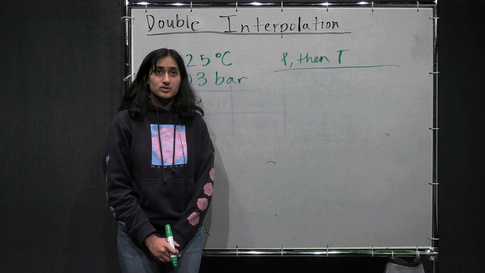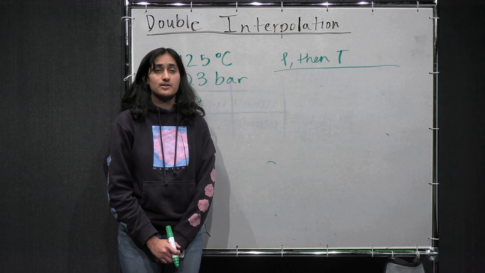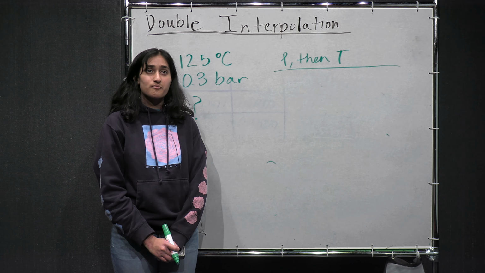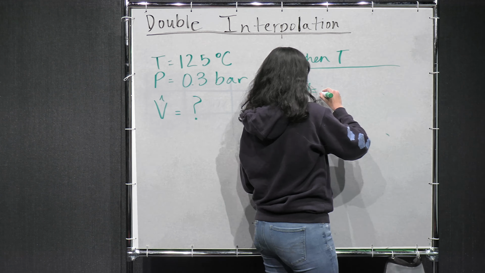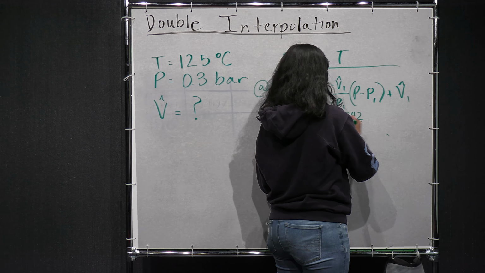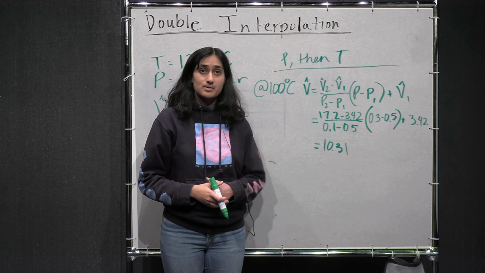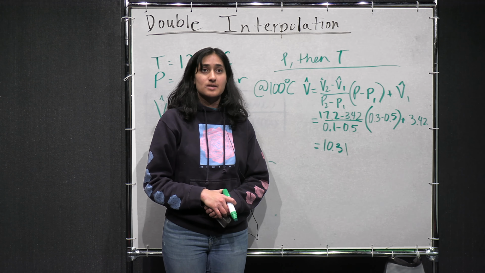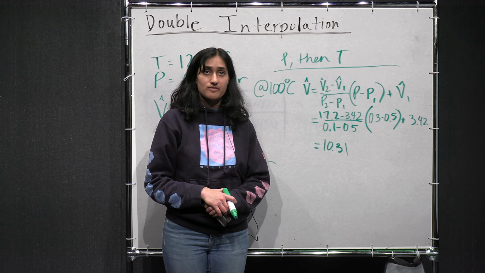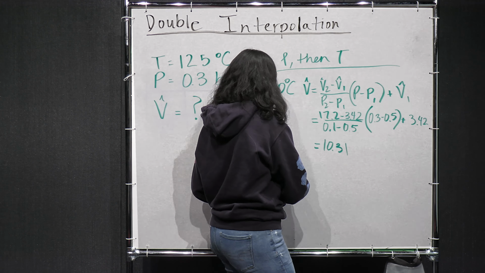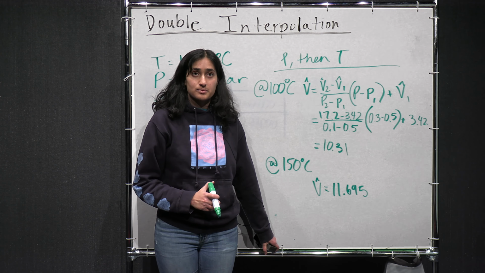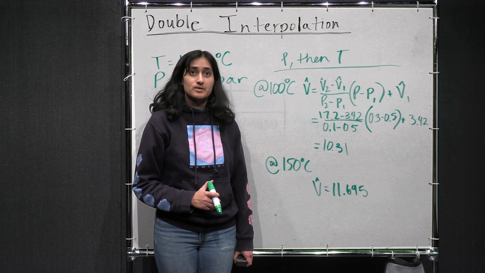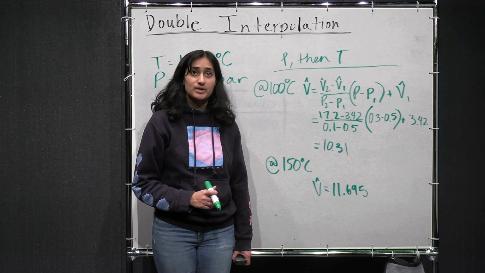Next, let's interpolate on pressure in the 2 temperature columns, and then we'll do one final interpolation using temperature. First, we'll interpolate at 100 degrees Celsius between 0.5 bar and 0.1 bar. We end up with 10.31. Then, using a similar process, we'll interpolate at 150 degrees Celsius between 0.1 bar and 0.5 bar and get 11.695. Finally, we'll interpolate using temperature along the 0.3 pressure row again, using 125 degrees Celsius, and we'll end up with 11.003 as the final answer.